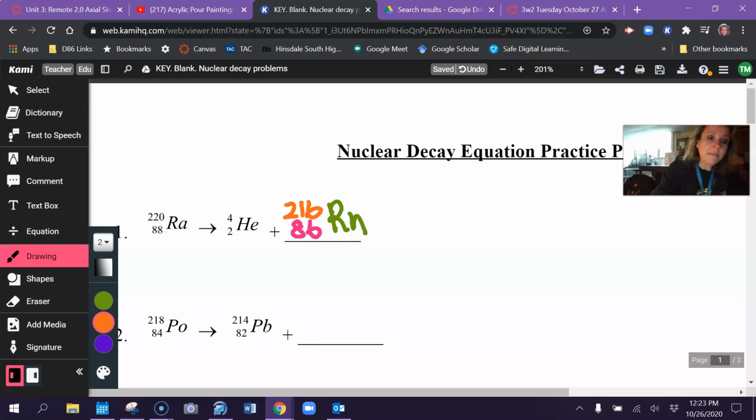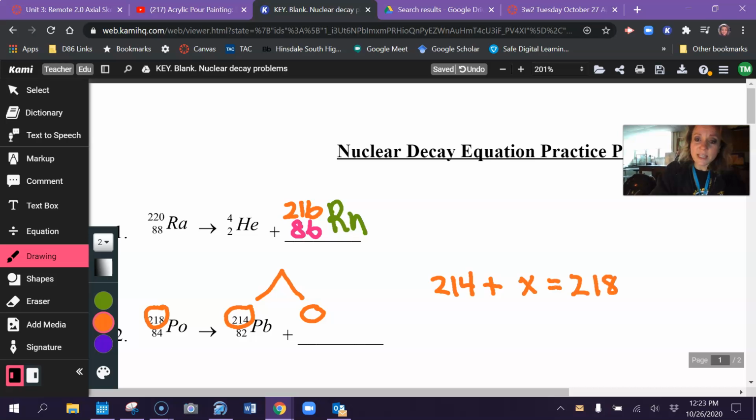So my mass number on the reactant side has to equal the sum of the mass numbers on the product side. So 214 plus what number gives me 218? And if it helps you, 214 plus x equals 218. 214 plus some number gives me 218. To figure out x, all I have to do is subtract 214 from each side, and I get x.